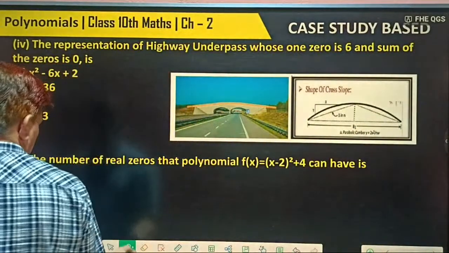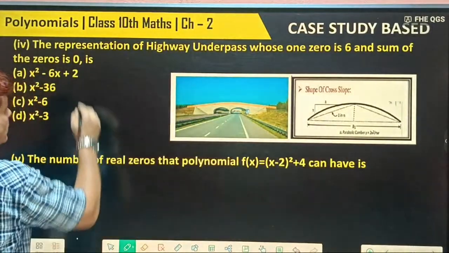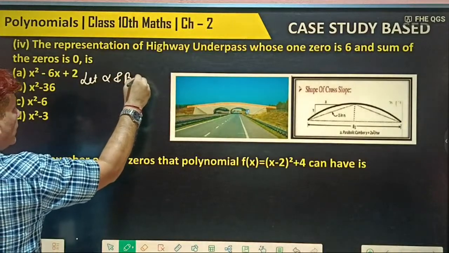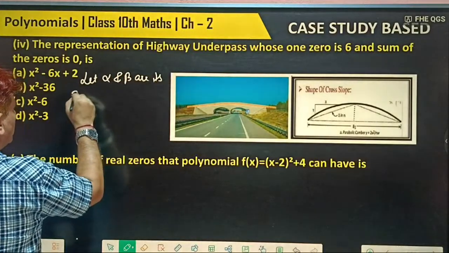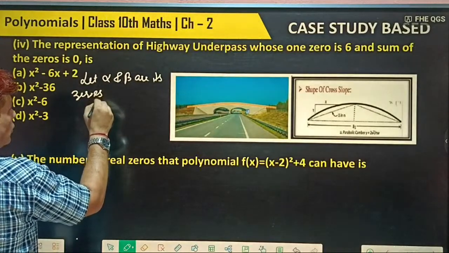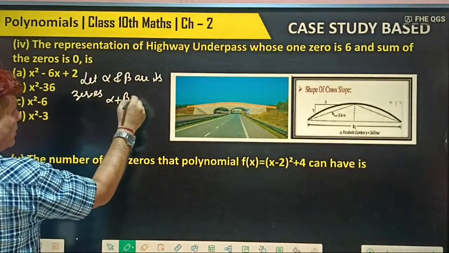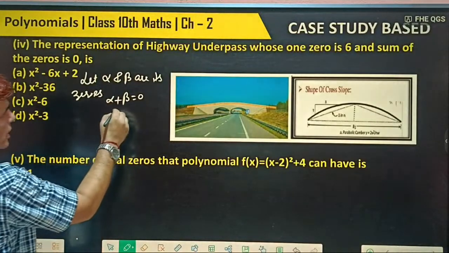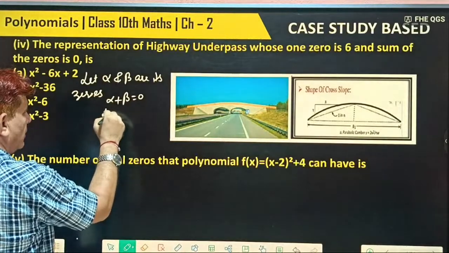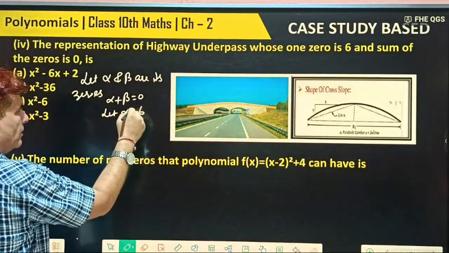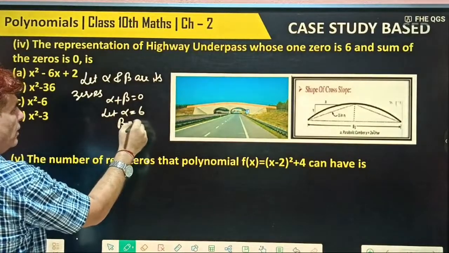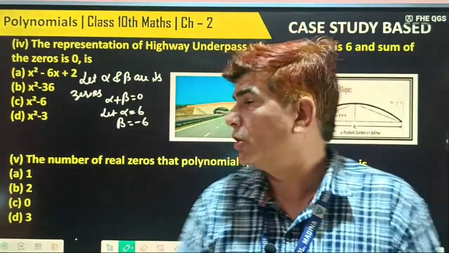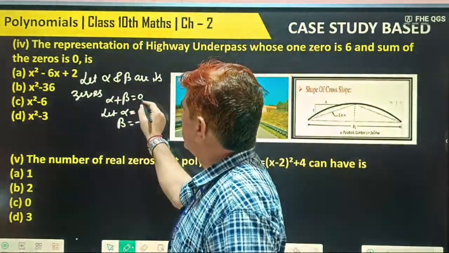So what we can say, let alpha and beta be its zeros. So alpha plus beta equal to 0. Understood? Let alpha equal to 6, so what's your beta? Beta equal to minus 6. Why? Because the sum of the zeros is equal to 0.